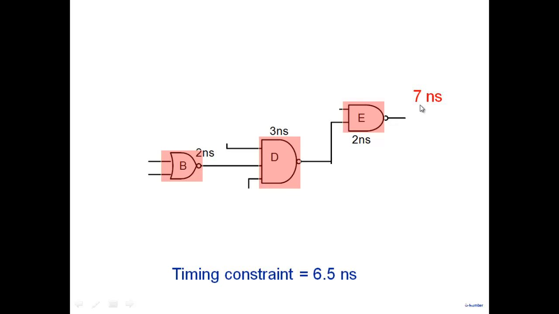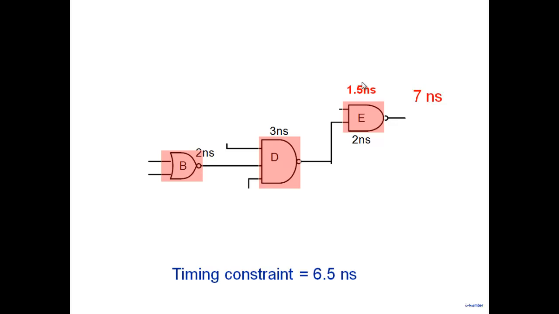Suppose the only information I have is the worst case path. So now I try to intervene in my circuit and modify it to meet the timing constraint, from 7 nanoseconds to 6.5 nanoseconds. So what I do is, let me intervene here and somehow reduce the delay of this block to 1.5 nanoseconds. Now I see 1.5, 3 and 2, 6.5. So I'll be very happy, I've met the constraint, right?